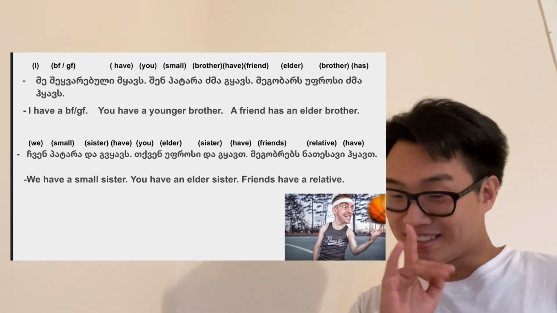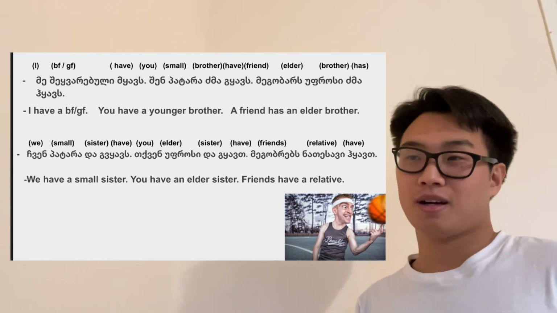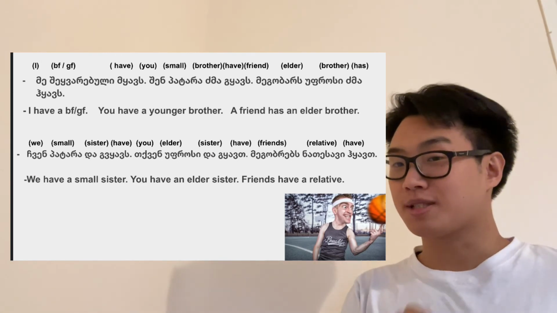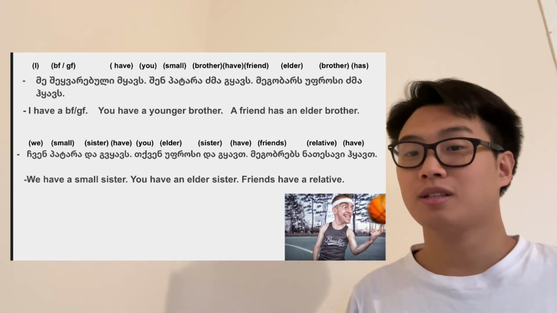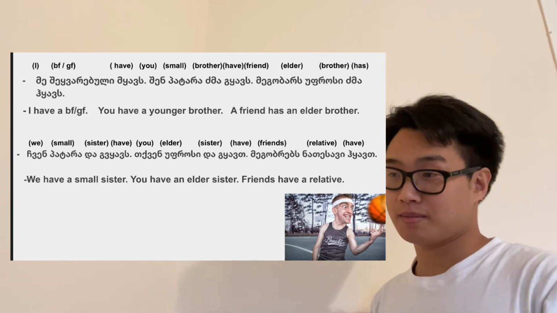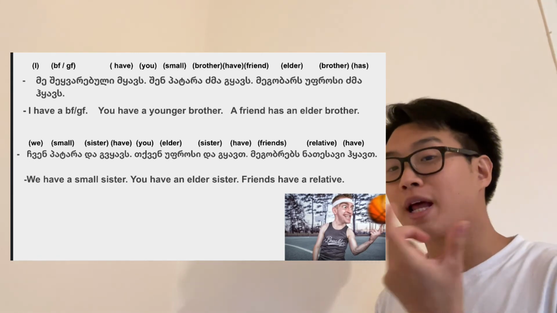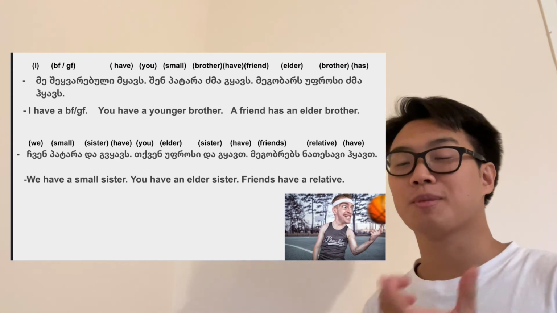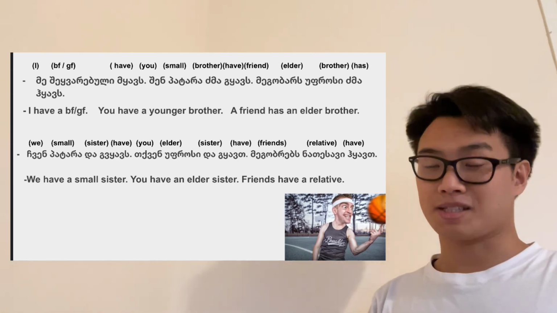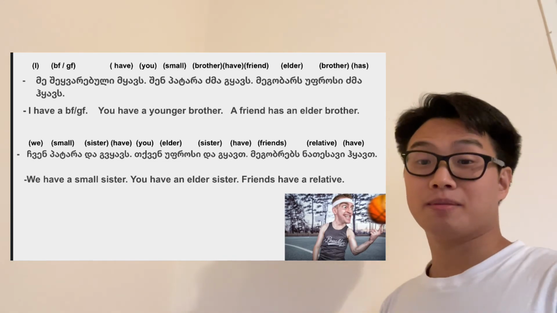Small sister, it's fine. Next, you have an elder sister. Tkwen uprosi da luqaft, because it's tkwen. And next, friends have a relative. Relative in Georgian will be natisabi. So, megobrebs, plural form dative case. Megobrebs natisabi qaft. Now let's take a look at the third slide.